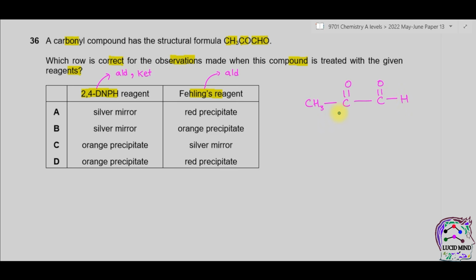Now we can see we have a ketone and we also have an aldehyde. So ketone and aldehyde give a positive result with 2,4-DNPH and it gives an orange precipitate, while Fehling's reagent only reacts with aldehyde and a red precipitate is formed. If we had Tollens' reagent, it will make a silver mirror. So the correct answer for the observation is D.